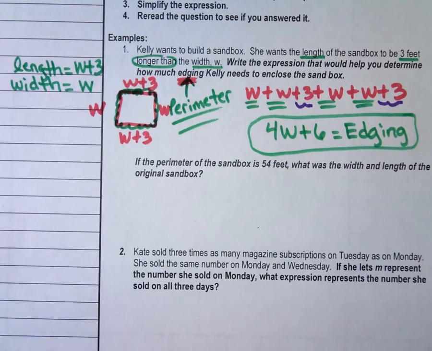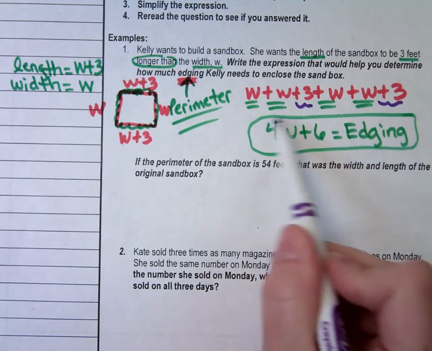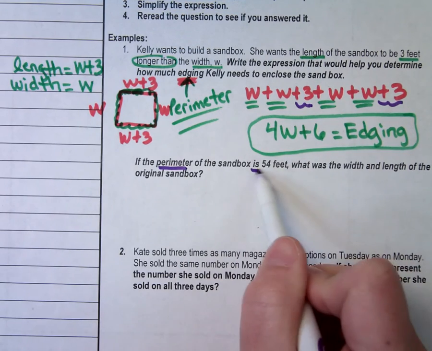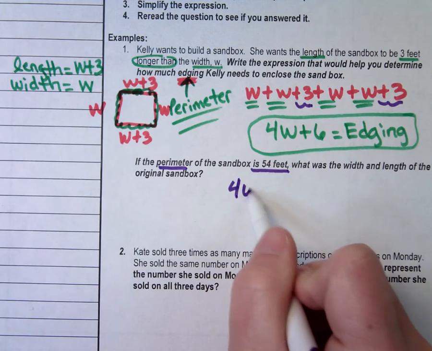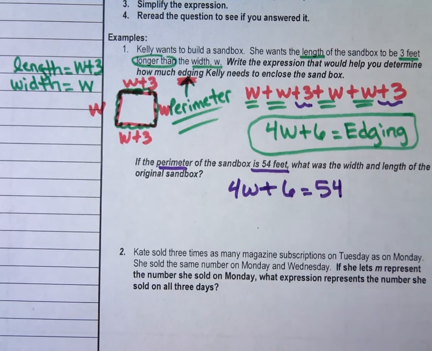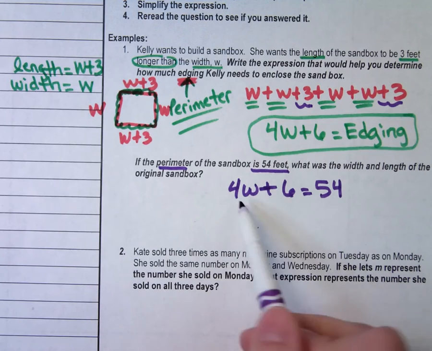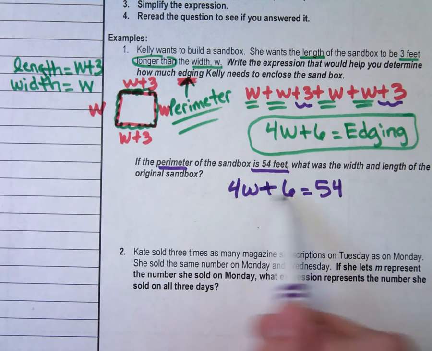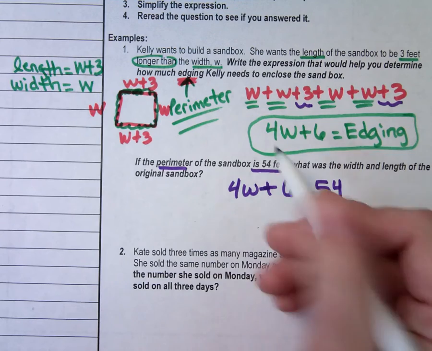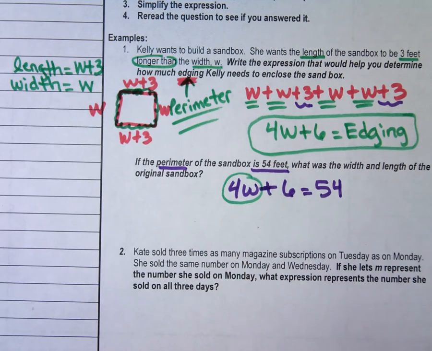Okay. The next problem says, if the perimeter of the sandbox is 54 feet, what was the width and the length of the original sandbox? So this expression that I got here for perimeter, they're saying that that perimeter is 54. So I'm going to set my 4W plus 6 equal to 54. Because this is the expression I got for the edging, which is the perimeter, and I know that the perimeter is 54. Okay, I'm trying to solve for W, so let me circle everything smushed with it.